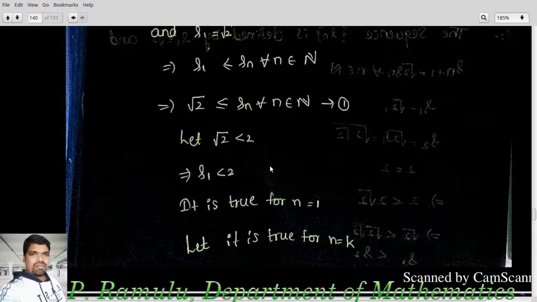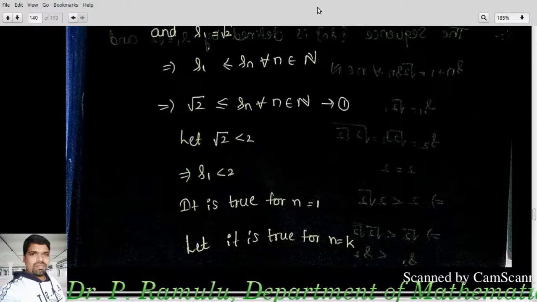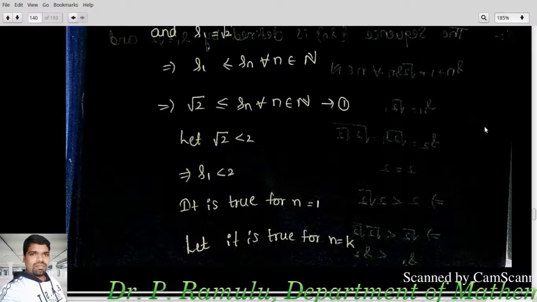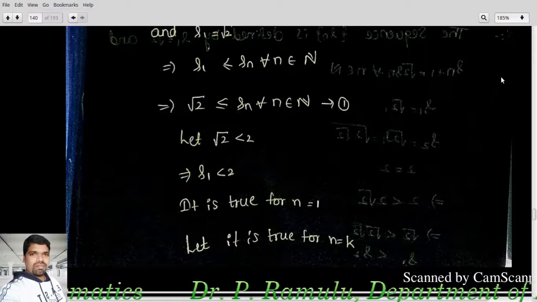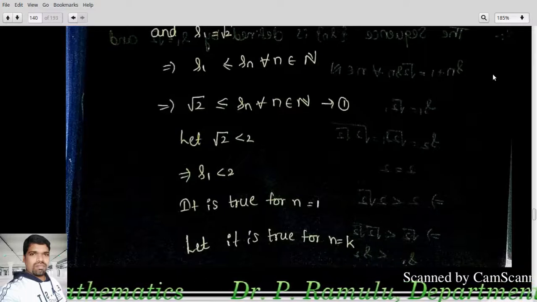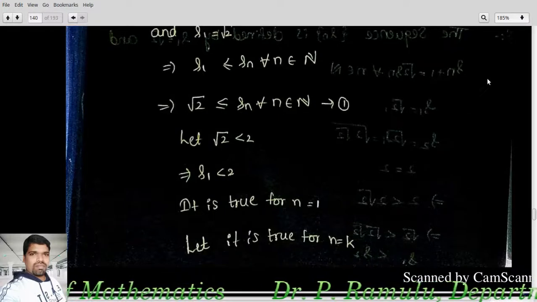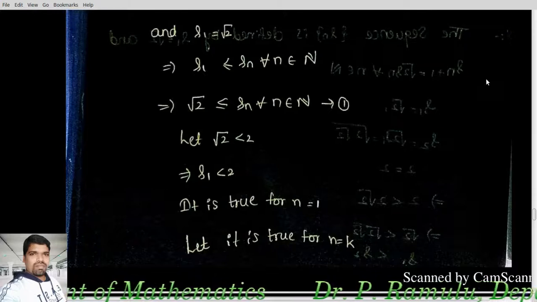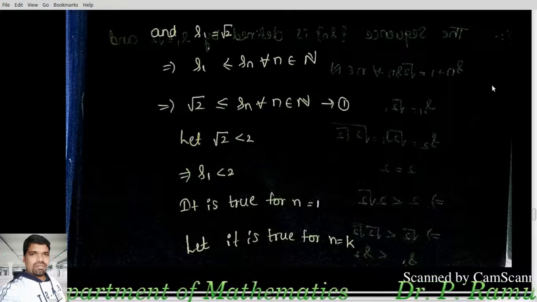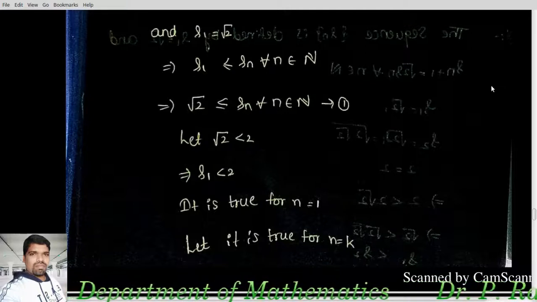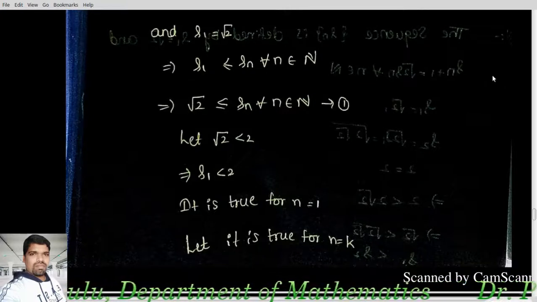I am trying to show that Sn converges to 2. They are asking to show that it converges to 2. That means it is an increasing sequence. We know that an increasing sequence converges to the upper bound of the entire sequence. If it is not asking, you can take that by assumption. Remember that.